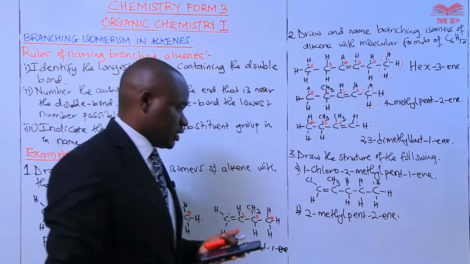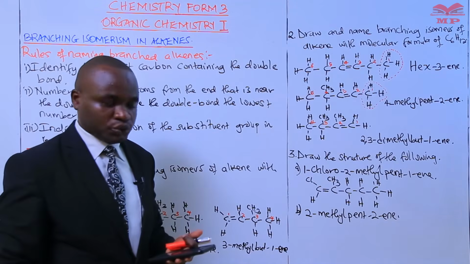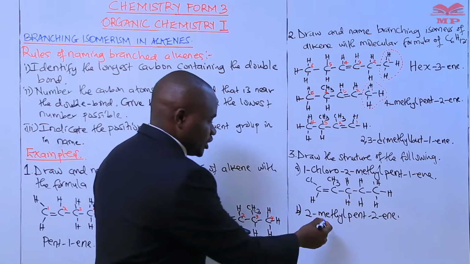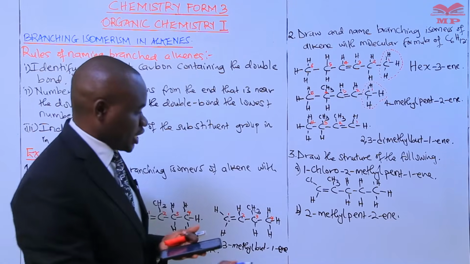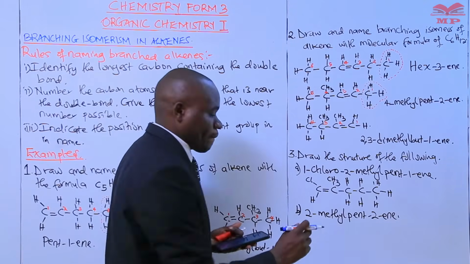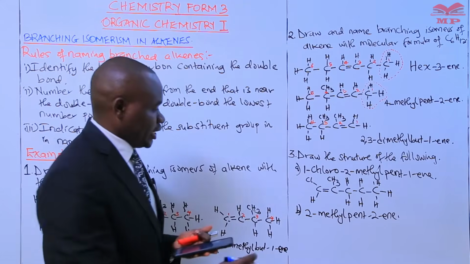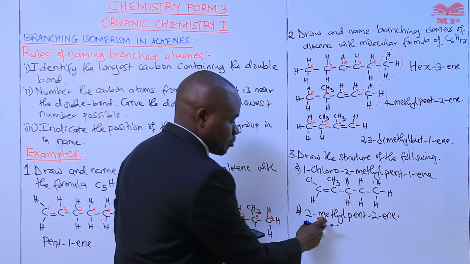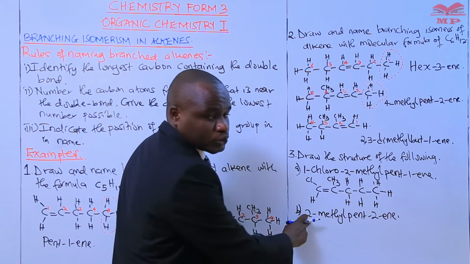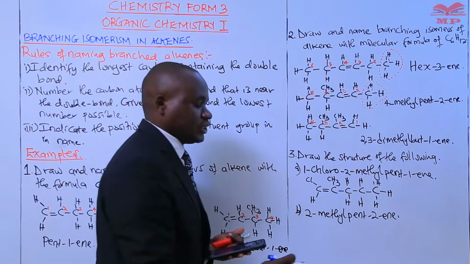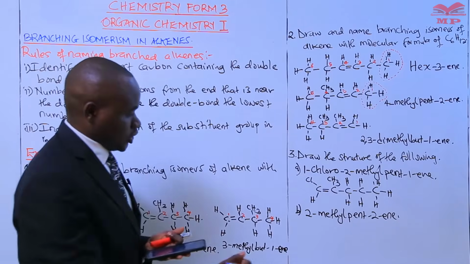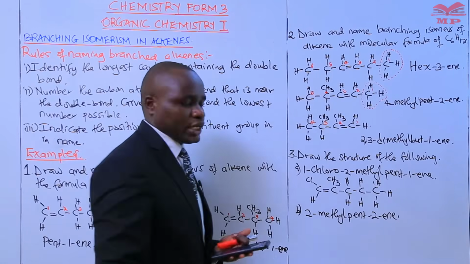So they have given us the name. They want us to draw the structure. From this name, we should be able to identify and realize that we have only one substituent group, and that substituent group is attached to carbon number 2, and that substituent group is a methyl, and the parent is pent. Pent means 5. So once again we have 5 carbon atoms.